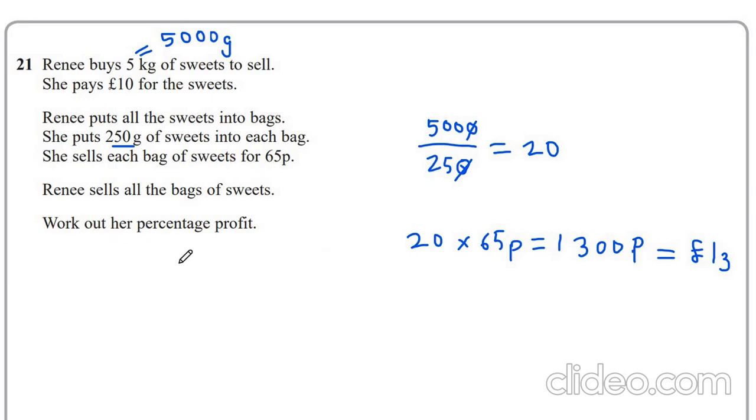Work out her percentage profit. So her profit was 3 pounds because the cost was 10. 13 take away 10 is 3. So the percentage profit would be the actual profit over the cost price times 100. 30%.